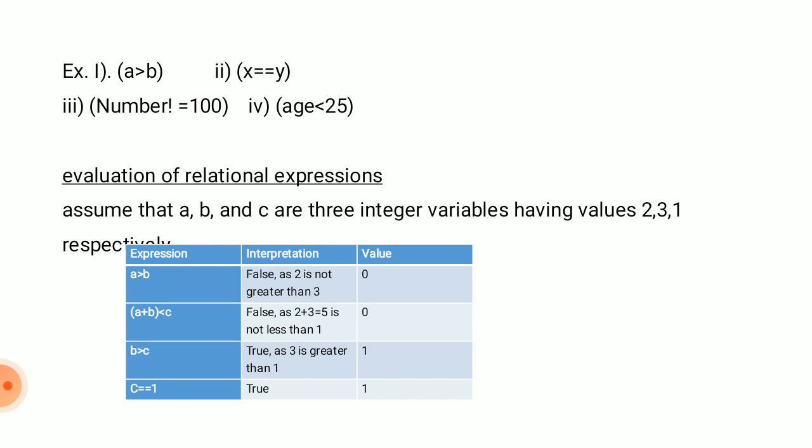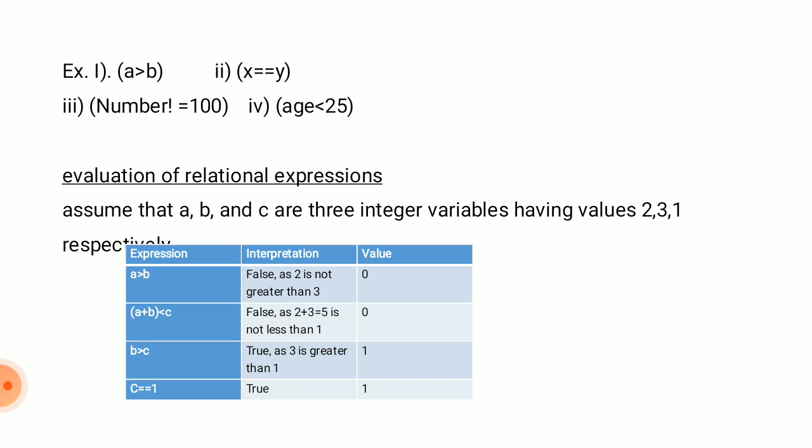Now tell me whether the result is true or false. According to the values of A, B, C, we will display the result, that is true or false, or 1 or 0. The value of A is 2, the value of B is 3. Now tell me, is 2 greater than 3? No, 2 is not greater than 3. Then the result of the expression is false. It means the value is 0.